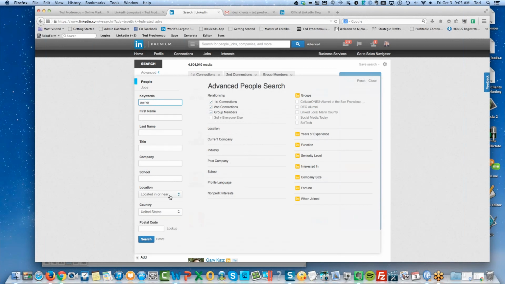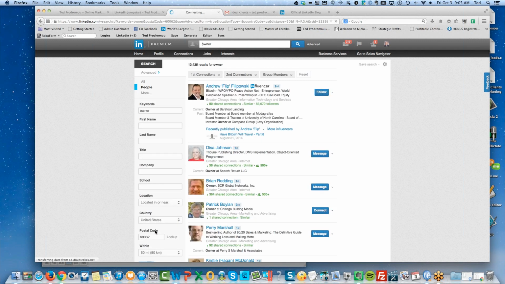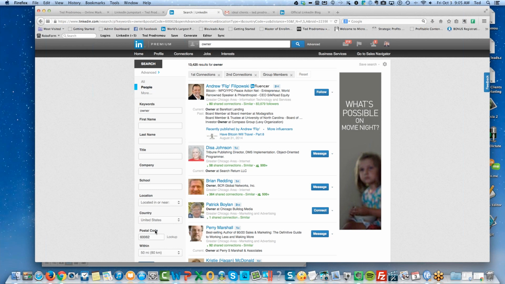And location doesn't matter, right? Let's just stick in the US. Probably Midwest would be good if you weren't looking for location. Doesn't really matter. So what's your zip code where you are? 60062. So we'll look 50 miles in your area. If you're looking for local businesses even, you can search right in there.